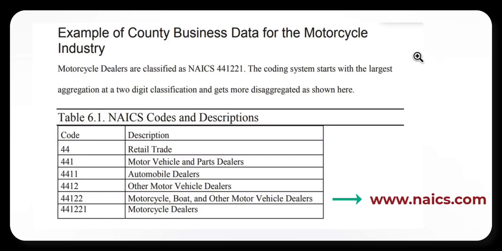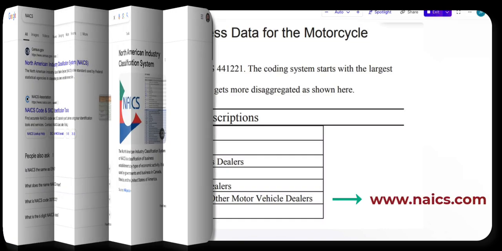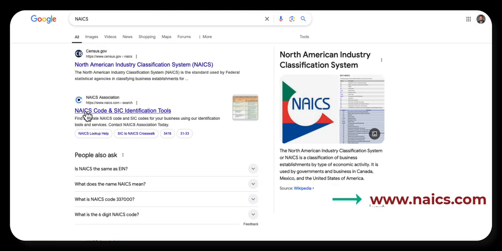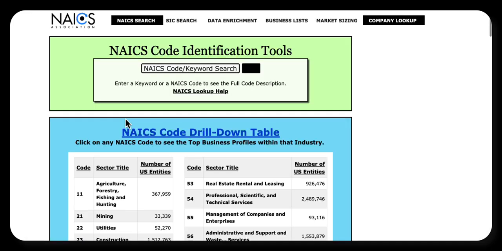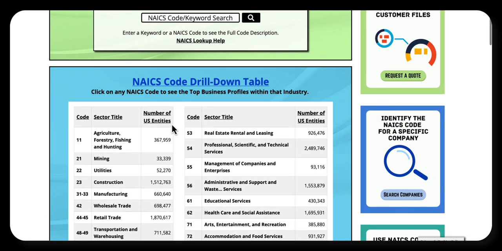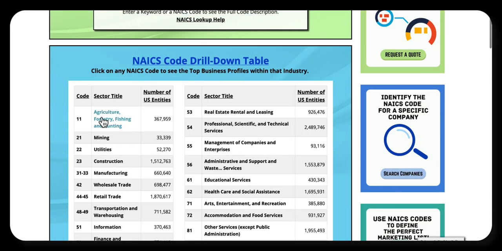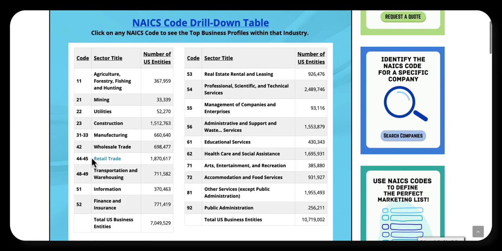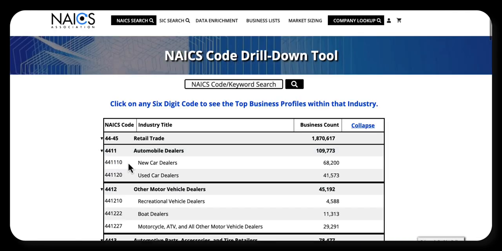So let's take a look at what it would look like. We'll go here into the website. For example, you can see here agriculture, forestry, and fishing, code 11. Let's look at the number of U.S. entities, so the number of companies in this. But you can see here the retail trade is very huge. Let's just look at this one because you can see the number of companies associated.